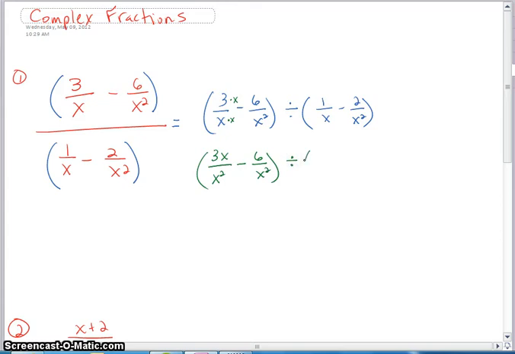Then I need to do the second part. The denominator here also has a common denominator of x squared. So I multiply the first 1 over x by x over x, so I have a common denominator of x squared. Now I'm going to actually simplify. So I've got common denominators, so I can put them as one fraction.